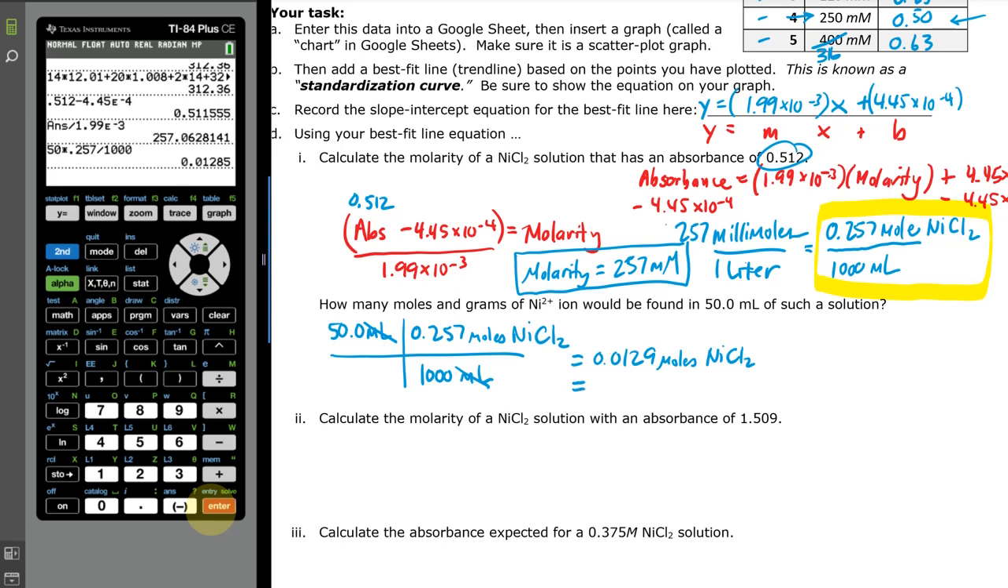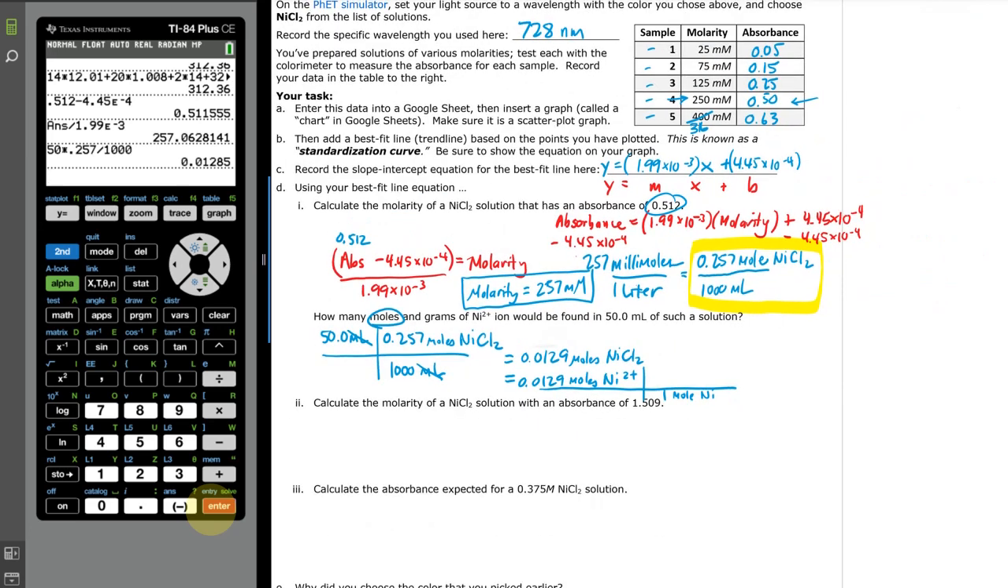This would also then be 0.0129 moles of the nickel, which is the part that we care about in this question, that nickel 2 ion that's in that compound. That's the first answer, how many moles of nickel. The second part of it, and the final calculation that we'll do here, is to convert that into grams. We need to go to our periodic table and say that 1 mole of nickel contains how many grams of nickel.